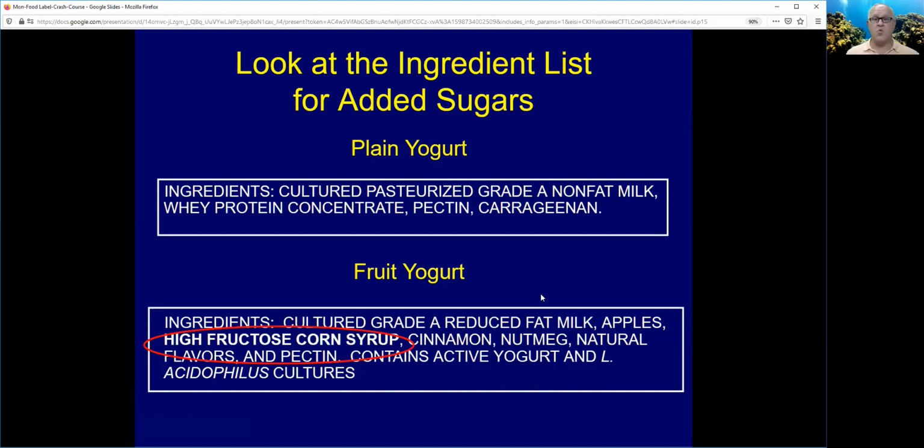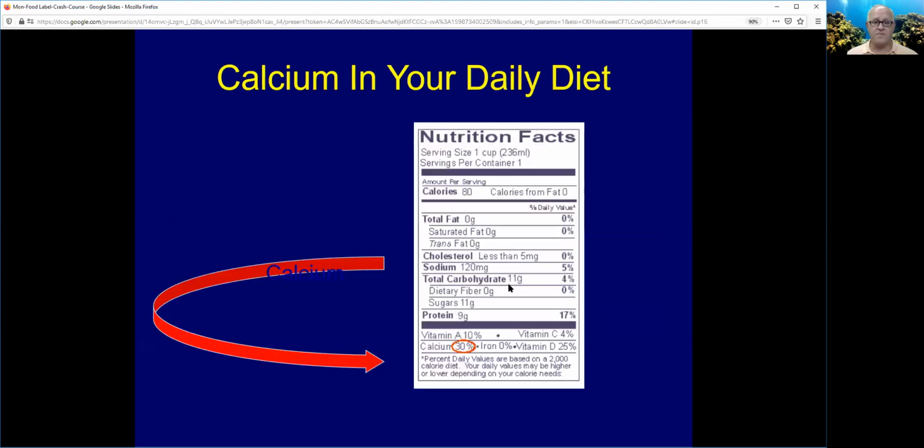So let's say you wanted to have some yogurt with some fruit in it. You can take your own apple, slice that apple up, put it in a pan, caramelize it, that's just kind of like cook the apples a little bit, add a little bit of cinnamon to it, and mix it into your yogurt. You'll get great flavor, but you'll end up having half the amount of sugar that you would have than if you had the fruit yogurt. So think about that when you're looking at your food labels.